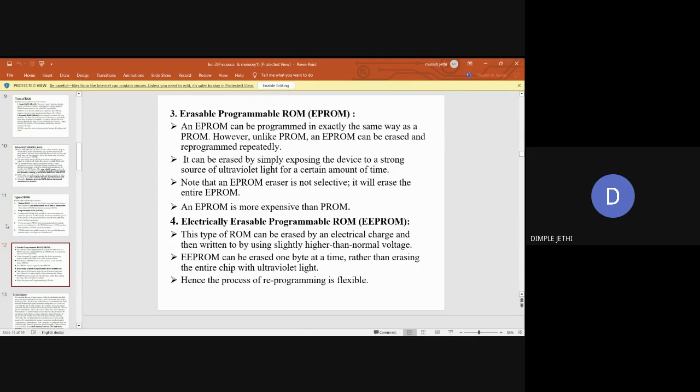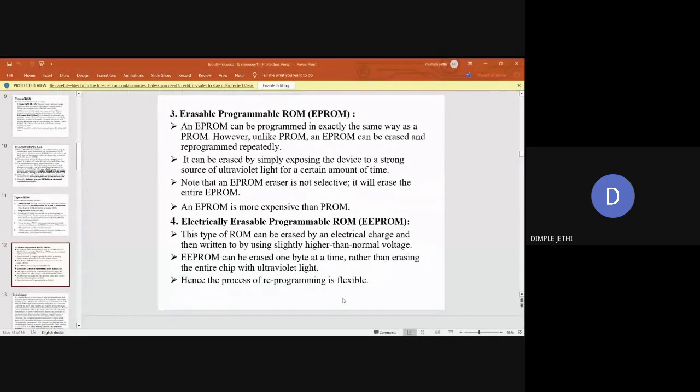Next is EPROM, erasable programmable read only memory. What is EPROM? Here it gives you the flexibility that the user can erase it and rewrite it as many times as you want. Like in PROM, you can rewrite it only once, but here in erasable EPROM, you can make the changes as many times as you want. This is the difference between PROM and EPROM.